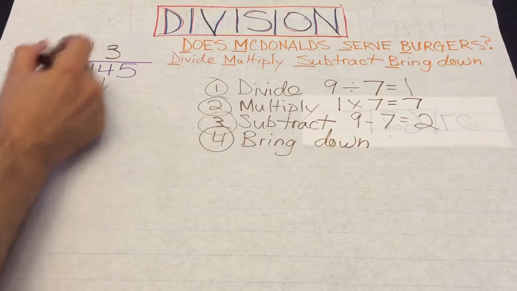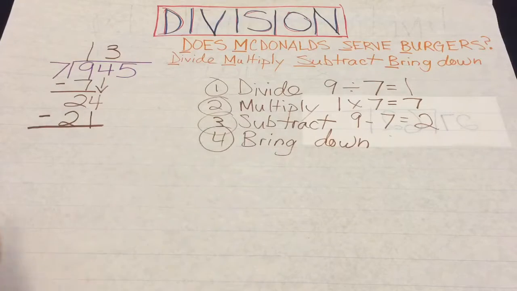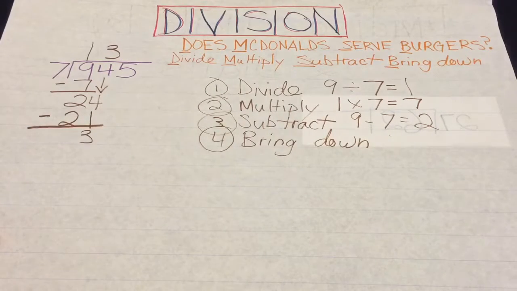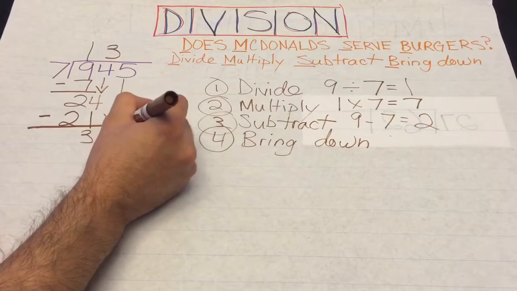So what we did is we divided, we multiplied, and now we're subtracting. So what do we subtract? 24 minus 21 is 3. And what is our last step again? That's right, bring down. So let's bring down the 5.